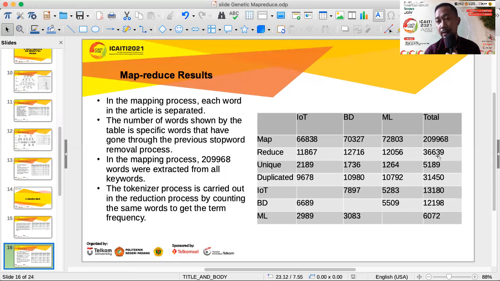So this is the reduced result, and only unique words are used as rule extraction in the genetic programming. So we can see the similar words that occur in each library there.